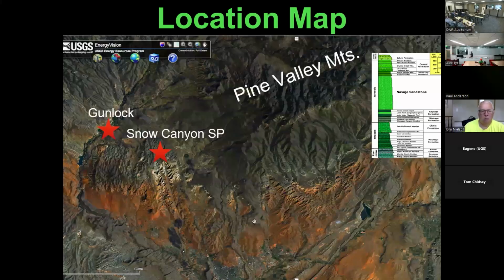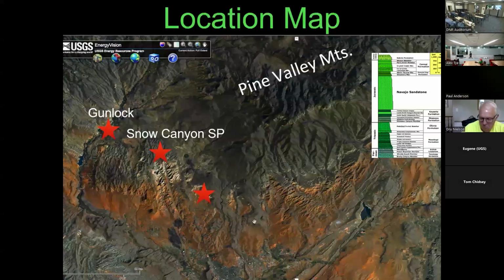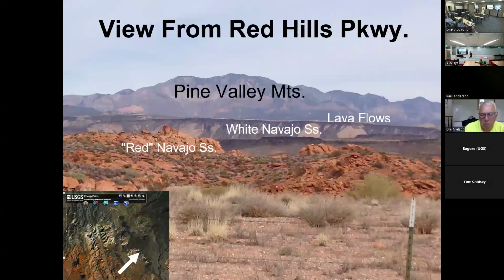Go to Snow Canyon. You can see the white to red transition going from north, closest to the laccolith, to the south. We've all seen this. We all know and love Snow Canyon, and we've observed this. Okay. Then you go over to this area, which I showed you before, where you have the white sandstone rimming the southern side of the laccolith.